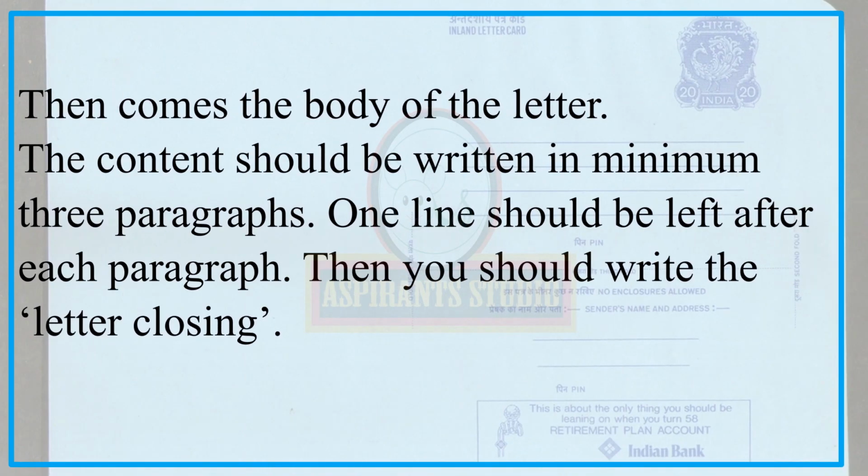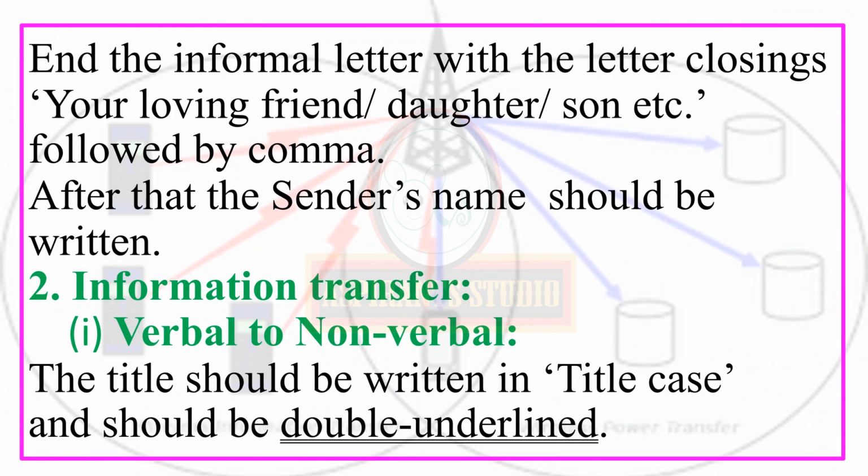Then comes the body of the letter. The contents should be written in minimum 3 paragraphs. One line should be left after each paragraph. Then you should write the letter closing. End the informal letter with the letter closings: your loving friend or daughter, son, etc., followed by comma. After that, the sender's name should be written.